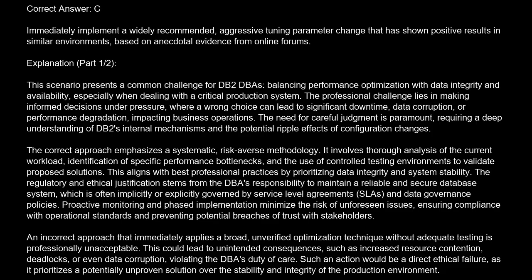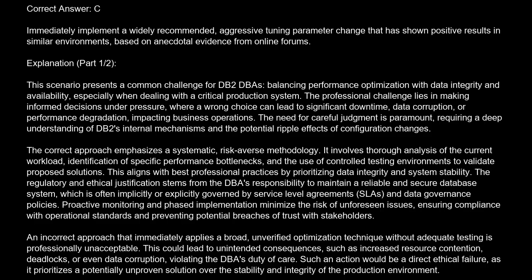The correct answer is C. Immediately implement a widely recommended, aggressive tuning parameter change that has shown positive results in similar environments, based on anecdotal evidence from online forums. Explanation. This scenario presents a common challenge for DB2 DBAs, balancing performance optimization with data integrity and availability, especially when dealing with a critical production system.